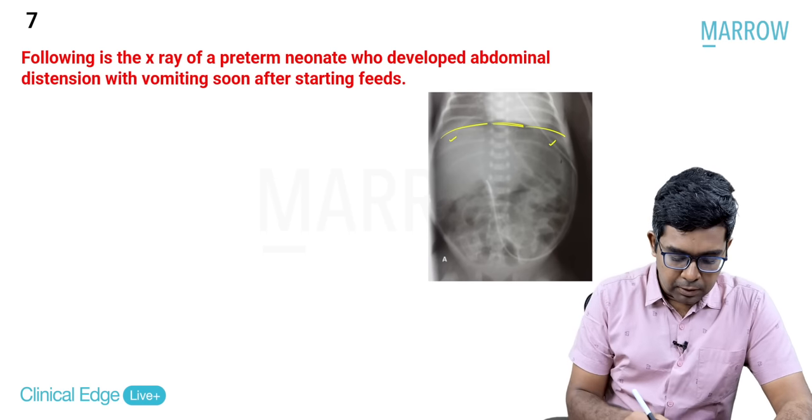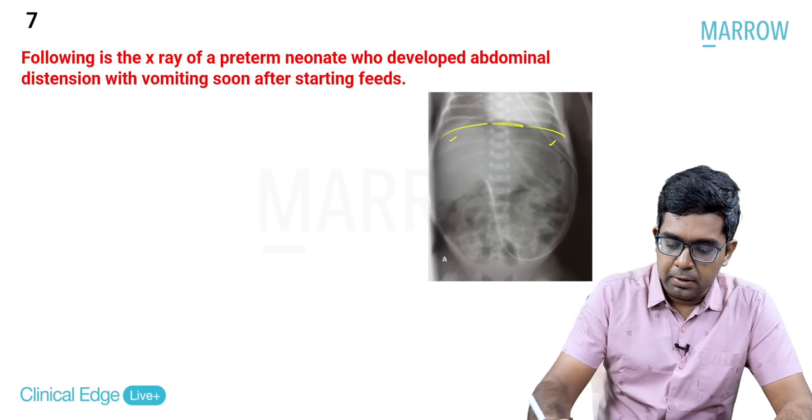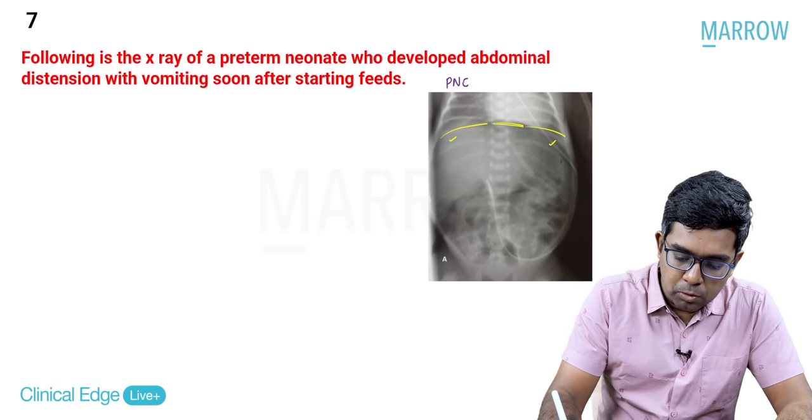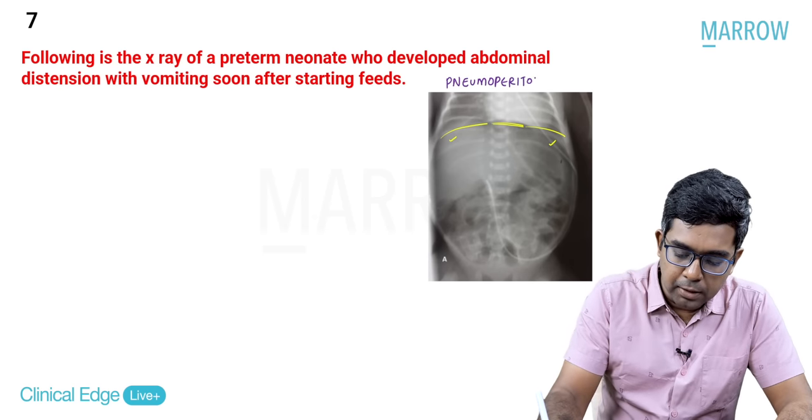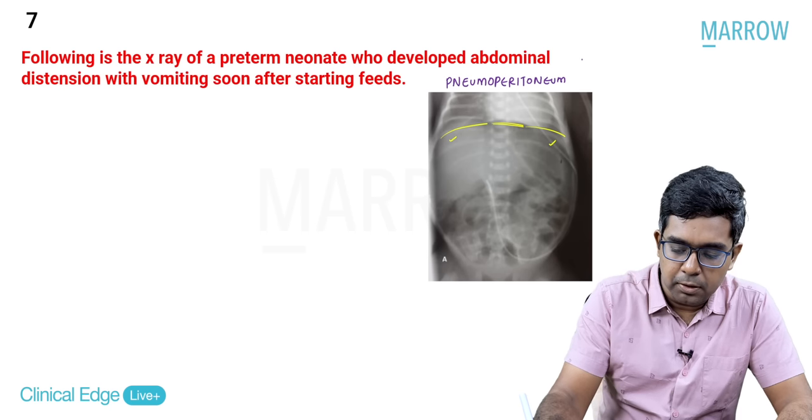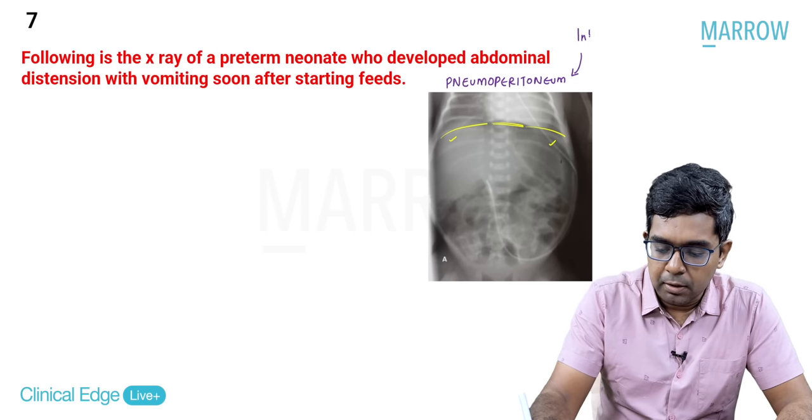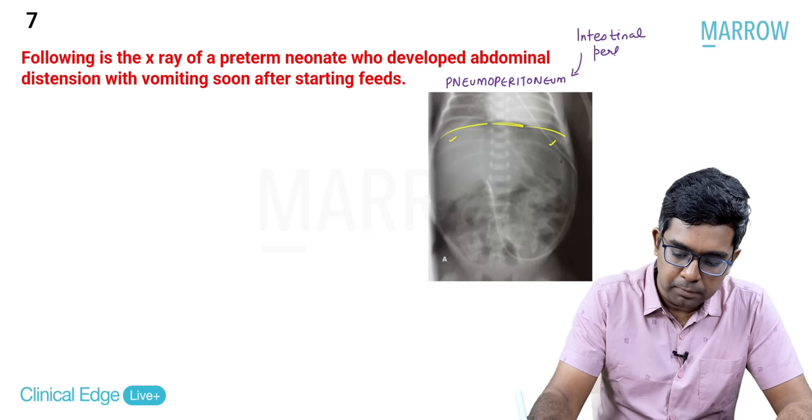What does it tell you? This clearly tells you this baby is having pneumoperitoneum, and the likely reason for that pneumoperitoneum is intestinal perforation. It is intestinal perforation.